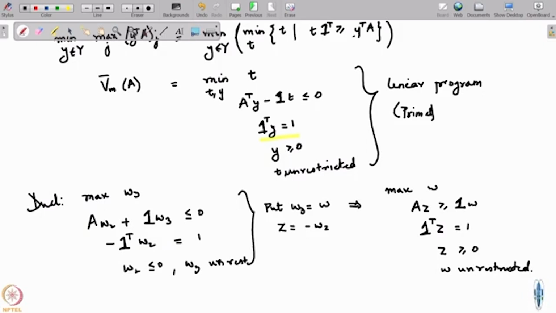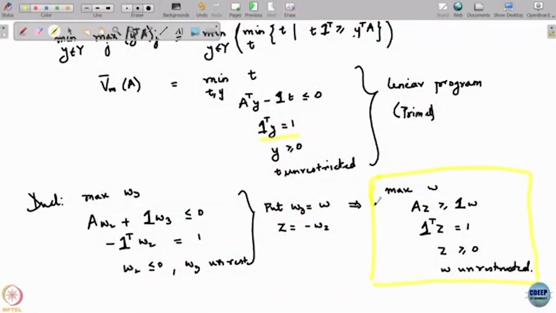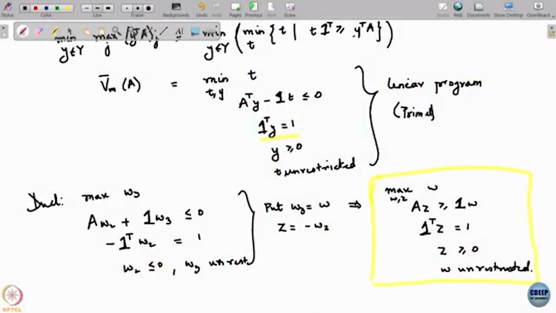Now, all we have to do is go back and interpret this problem. Just looking at this, I am maximizing this over W and Z. This already seems similar to what we had written for the upper mixed value, for VM upper bar. For VM upper bar, we wrote a minimization of T over variables T and Y.